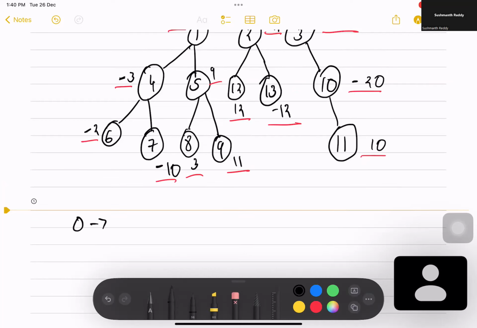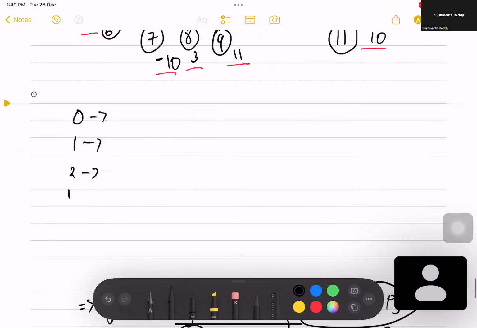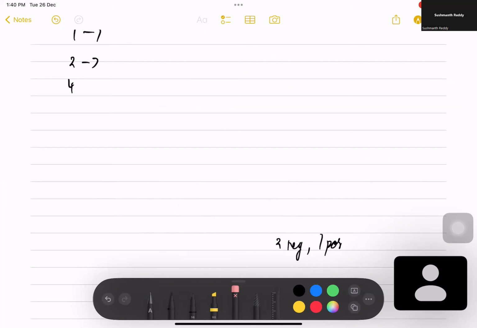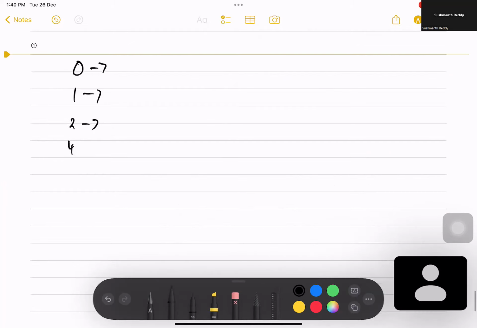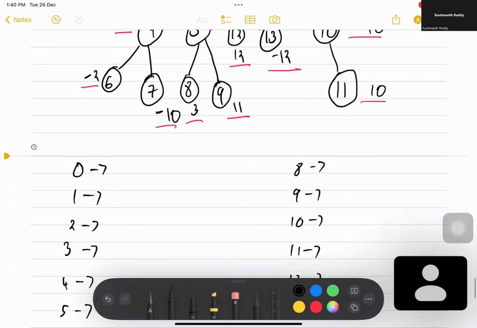So for node 1, what is the value? Node 2, node 3, node 4, node 5, node 6, node 7, node 8, node 9, node 10, node 11, and node 13. So let's find out the answers for this. Firstly, let's start with the leaf nodes.